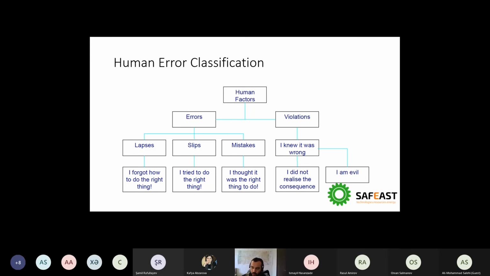But in terms of errors, they fall mainly under three categories: lapses, slips, and mistakes. Lapse is like you forgot how to do the right thing. It's not a violation, it's not intent. But when you do a slip, you try to do the right thing, thinking that this is the right thing. And when you make a mistake, you think that it is the right thing to do. I will show you some examples, and I'm sure that after this it will be much easier to differentiate between lapses, slips, and mistakes. And I'm sure that the violation bit is really clear, because you knew that it was wrong, and that's it.